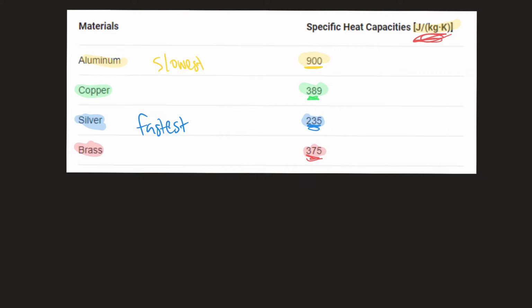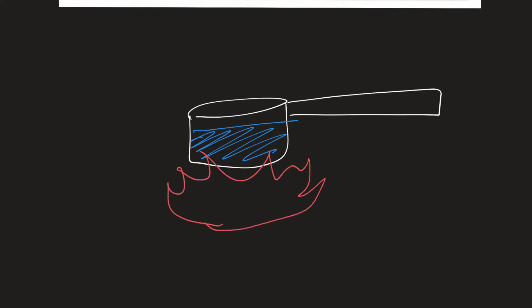And you guys have even seen this in a real life scenario. For example, you have your pot, you're cooking, and in your pot you have some water. And then, of course, you are heating it up.